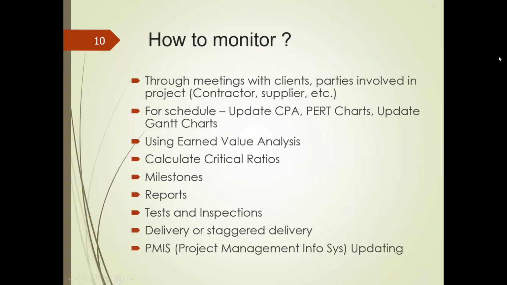Okay, so how to monitor? There are a few methods to monitor a project. CPM charts, PERT charts and Gantt charts are available. These are statistical or mathematical calculations which can be done by the project team to monitor the project, along with meetings with the clients or with the team members and parties involved in the project. By doing so, you can monitor the project using earned value analysis and calculating the critical ratios. These are the other two methods for monitoring the project.